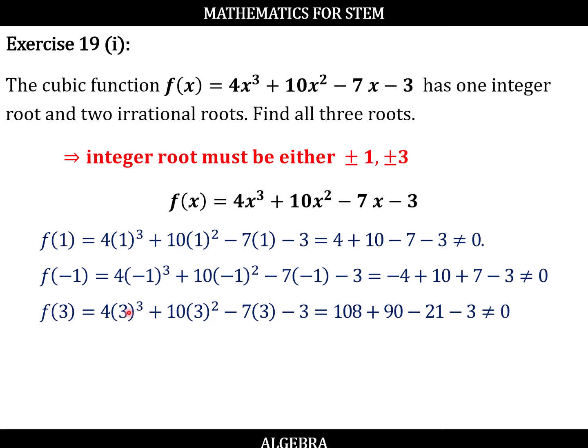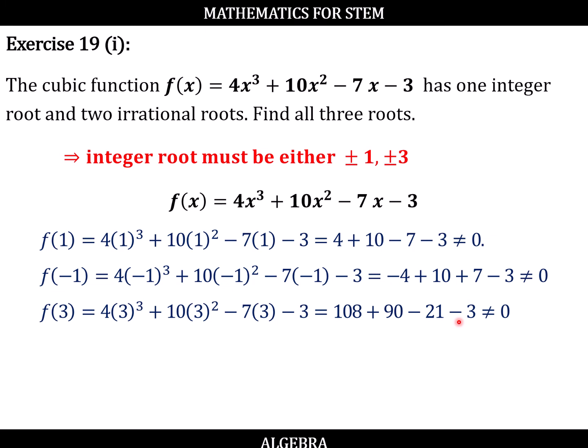3 cubed is 3 by 3 by 3. That's 27. 27 by 4 is 108. 3 squared, that's 3 by 3 is 9. 9 by 10 is 90. Minus 7 by a plus 3 is minus 21. And we still have the minus 3 at the end. 108 plus 90 is 198. And when you take away 21 and take away 3, you're taking away 24 from that, and that works out as 174. And that's not 0.